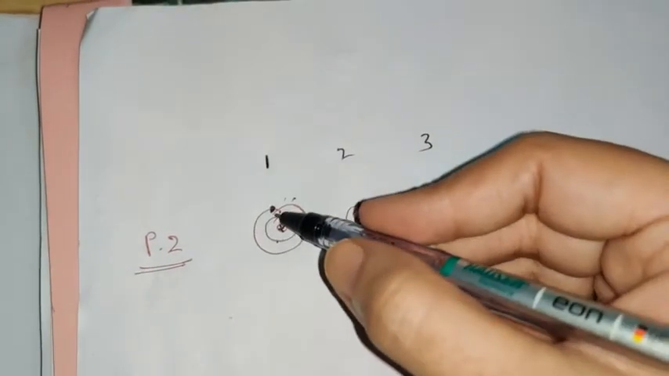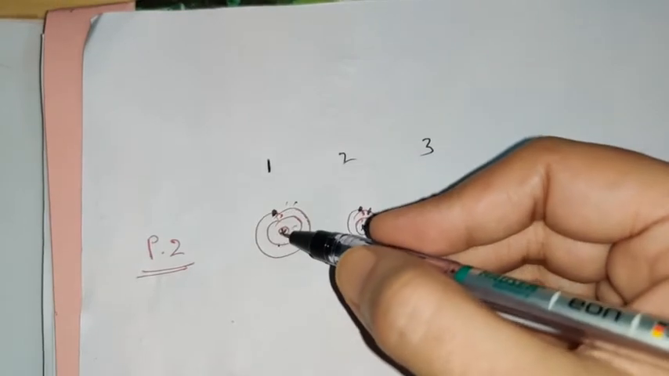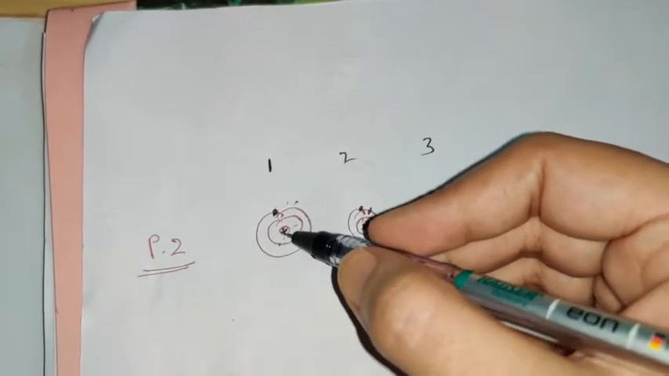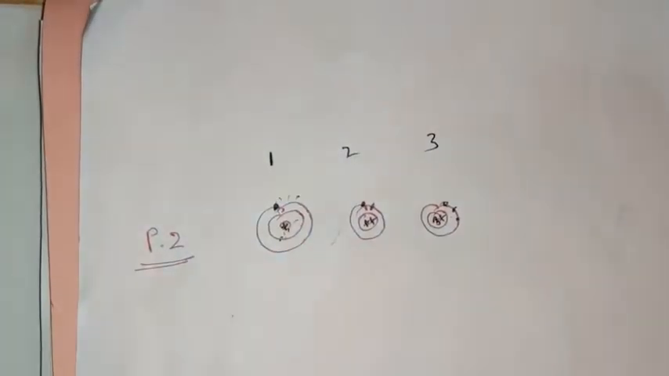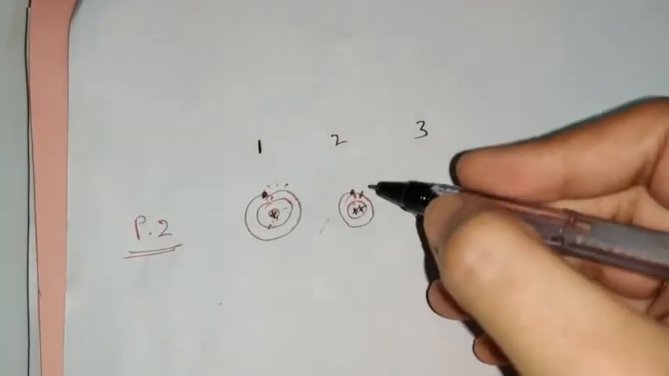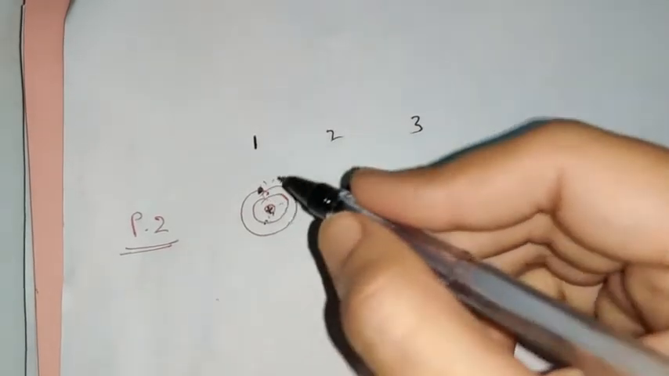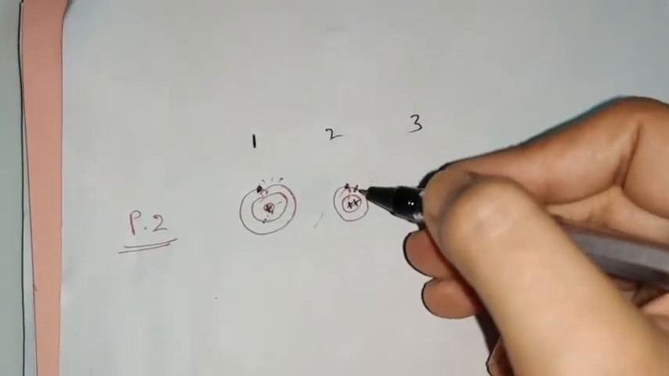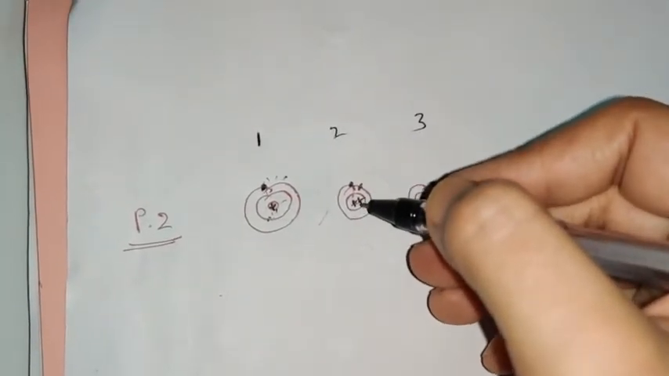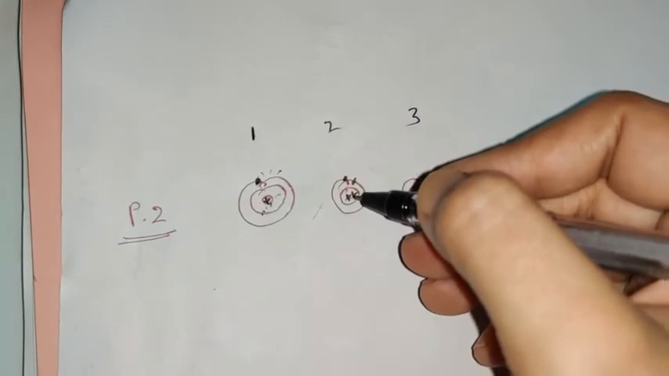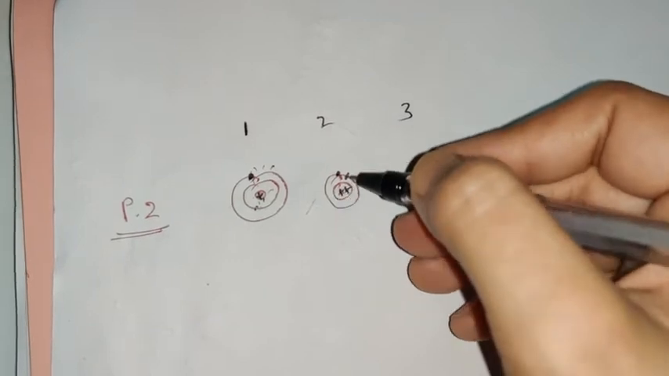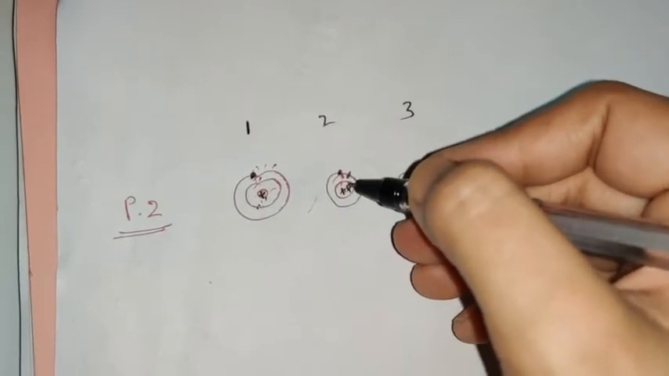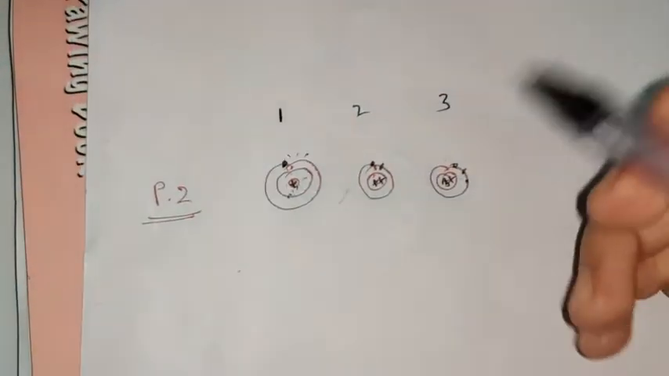Why? Because here only 1 electron and 1 proton is there. So the force of attraction between the two is least. But when you are moving ahead in the same period, you will observe that with each successive step, 1 electron is getting added to the valence shell and 1 proton is getting added to the nucleus. So now 2 protons are attracting 2 electrons. So the magnitude of force of attraction, electrostatic force of attraction, will increase. So the atomic radii will compress.